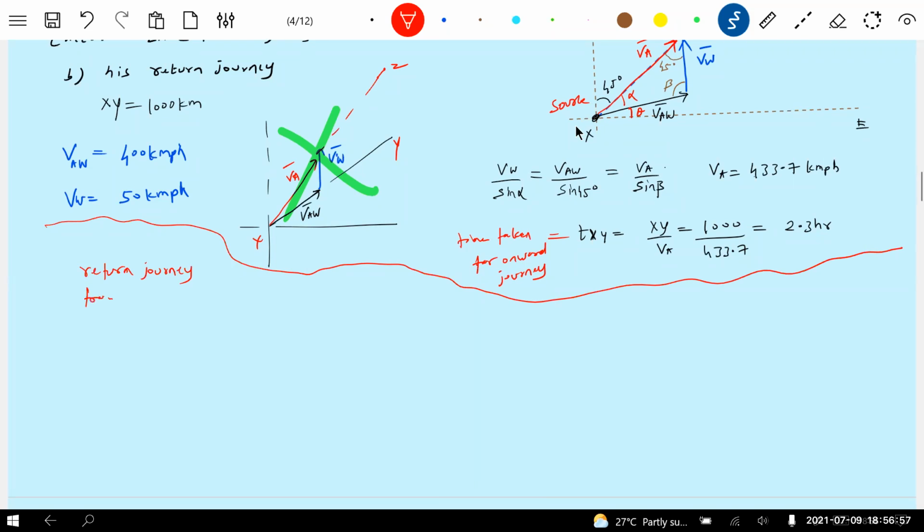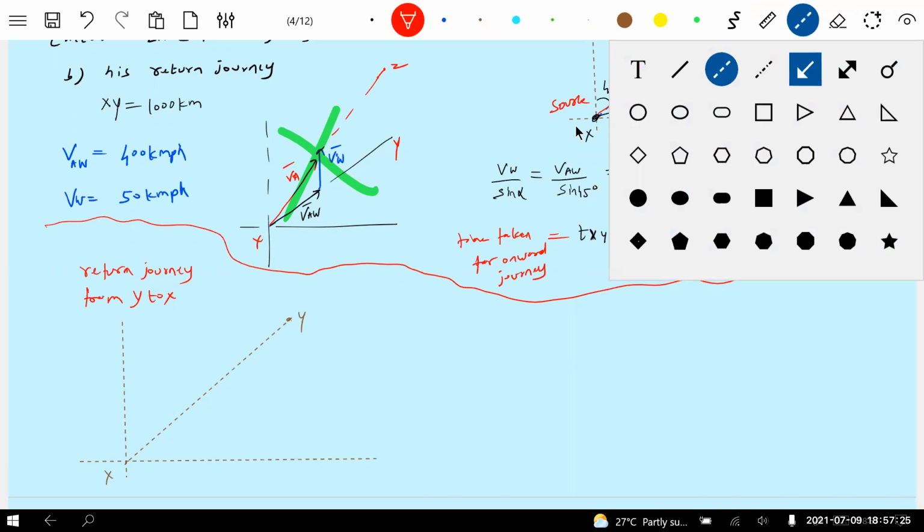Return journey from y to x. First we'll have the basic diagram, because that is what is going to help us a lot. So we are going to make a journey from y to x. There's a y, there's an x. The wind will blow. So now, how is the velocity of the aircraft with respect to wind?